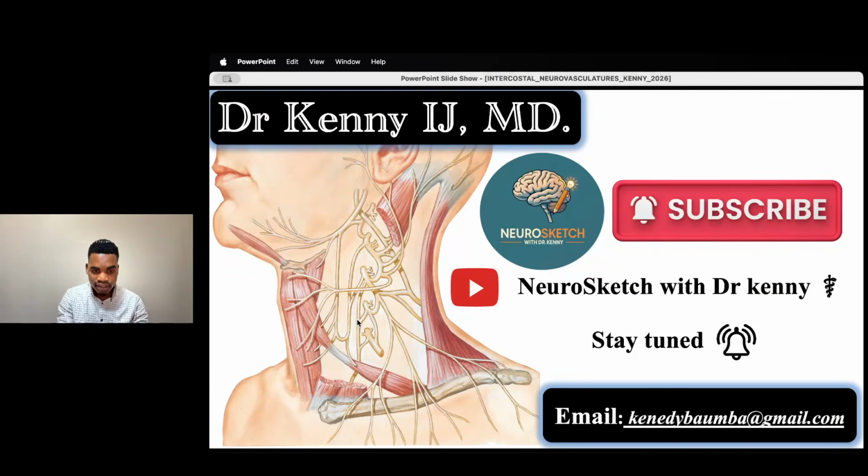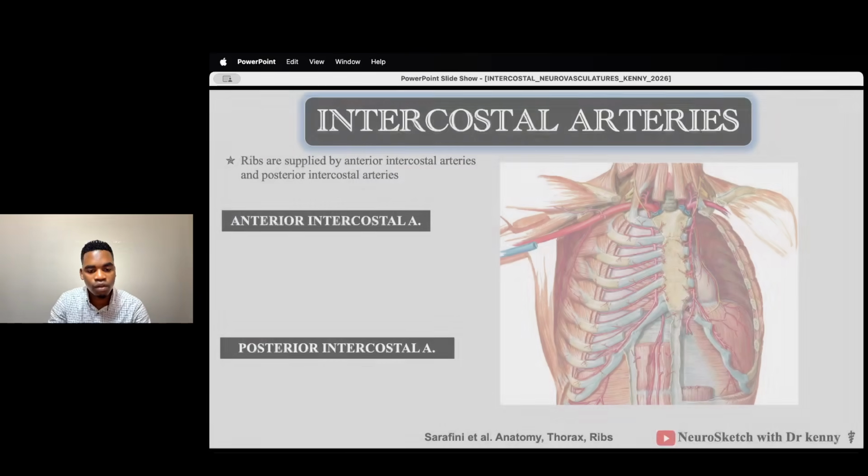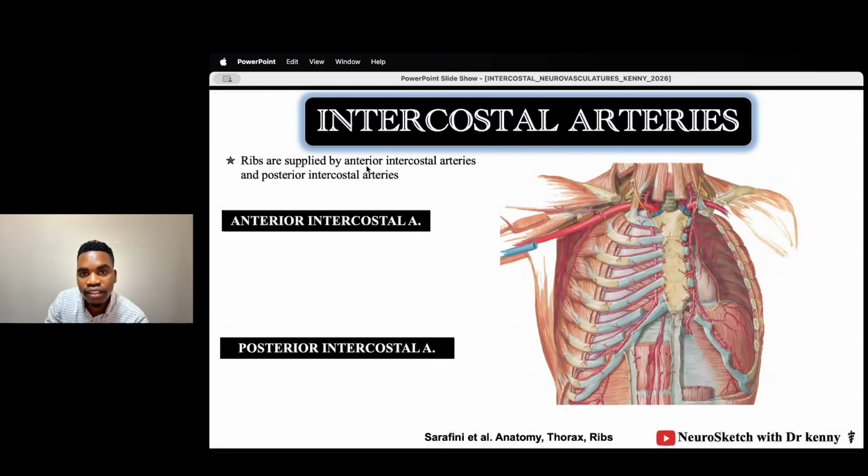Today we're going to discuss the intercostal vessels and nerves. And to begin with, let's start with intercostal arteries. We have two systems of intercostal arteries, anterior intercostal and the posterior intercostal. The anterior intercostal arteries supply the intercostal spaces on the anterior chest wall, and the posterior intercostal supply on the other side. But these two systems will meet at the lateral part, forming anastomosis, this collateral circulation of the intercostal spaces.